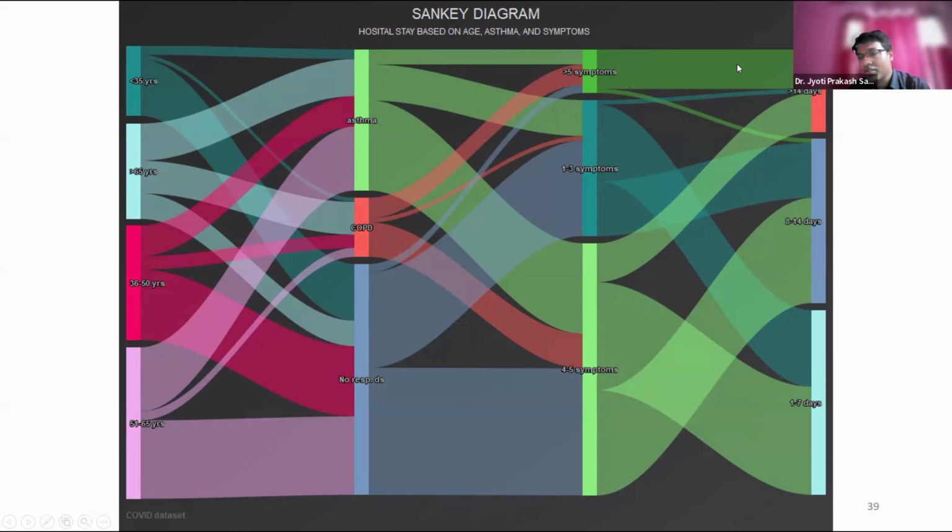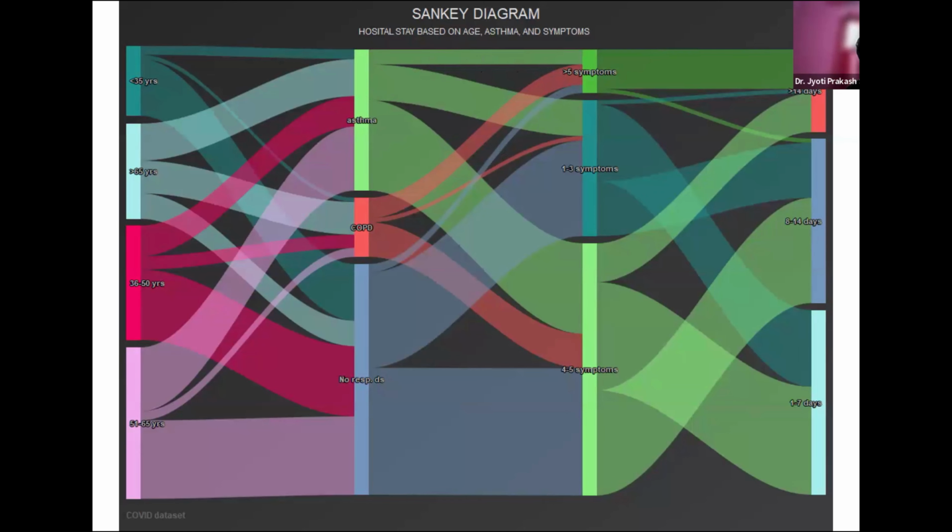This is the association between the adjacent parameters, shown through the Sankey diagram. It will be clearer through the alluvial plot. We are going to that.